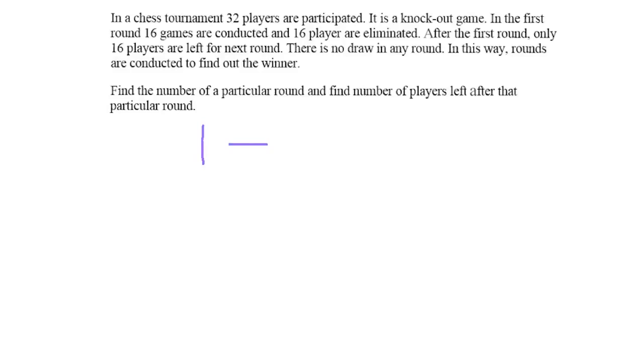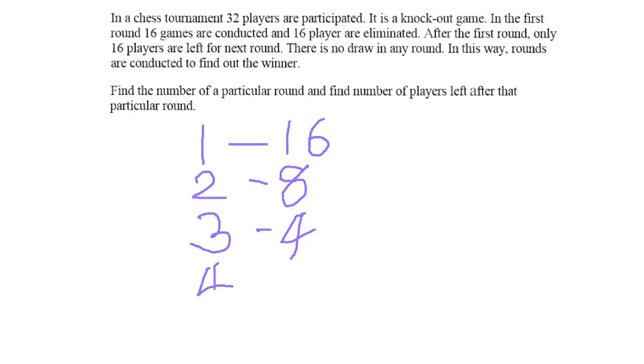So these 16 players will play the next round. That is the second round. As there are 16 players, 8 games are played. So after the second round another 8 players are eliminated, and at the end of the second round, 8 players are left. In a similar way, in the third round, 4 players are eliminated and only 4 players are left. At the end of the fourth round, only 2 players are left. At the end of the fifth round only 1 player is left, and he is the winner.